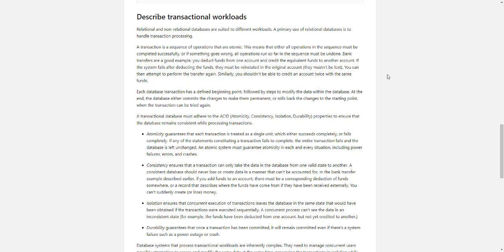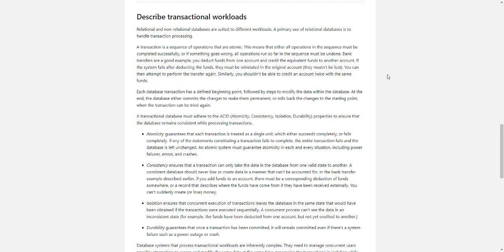If any of the statements constituting a transaction fails to complete, the entire transaction fails and the database is left unchanged. An atomic system must guarantee atomicity in each and every situation, including power failures, errors, and crashes. Consistency ensures that a transaction can only take the data in the database from one valid state to another. A consistent database should never lose or create data in a manner that can't be accounted for.